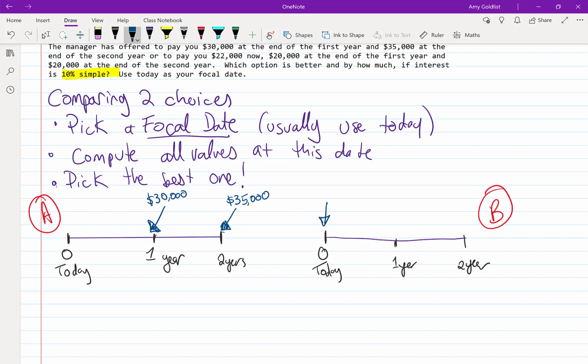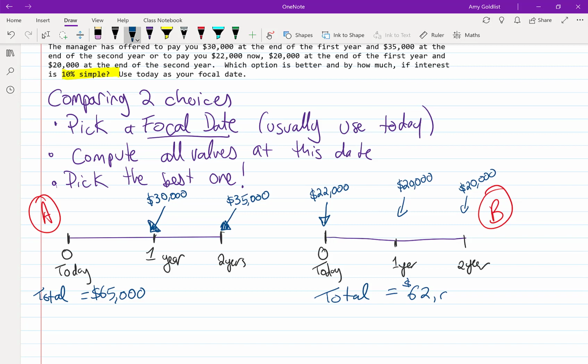In option B, I'm getting $22,000 right away, $20,000 in a year, and another $20,000 in two years. Looking at this, just so you can see the total, here it's $65,000 over the 2 years, but I have to wait a while until I get it. In this one, 40 plus 22 is a little bit less. It's $62,000. But the fact that I'm getting some of it today is good.